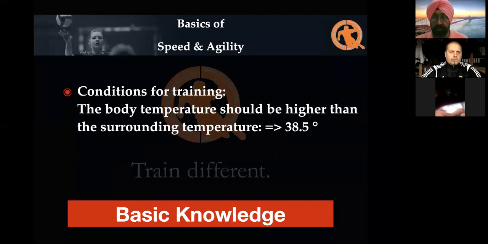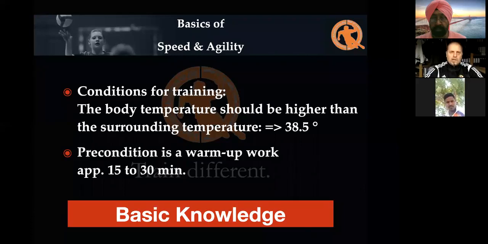So, if we come to the training situation, first of all, it's very important for speed and agility to warm up the body before. And the body temperature should be higher than the surrounding temperature. So if the body temperature is about 36 point something degrees, the body temperature should be higher, let's say 38.5. So the body must be really warmed up before, and this takes approximately 15 to 30 minutes.